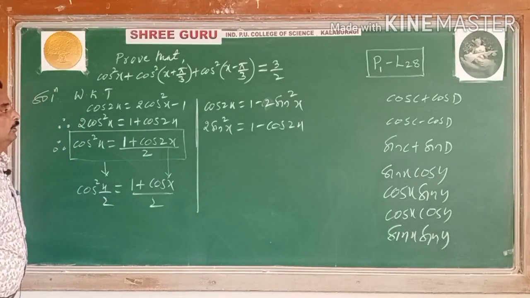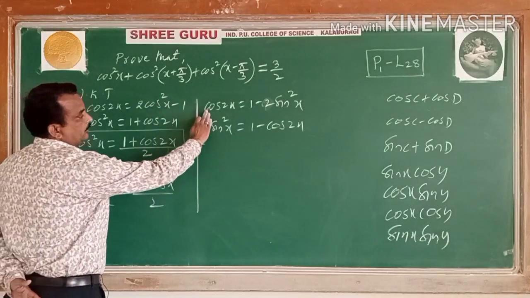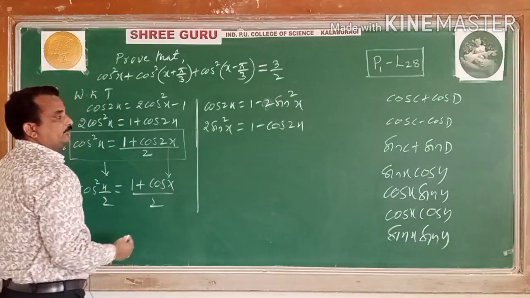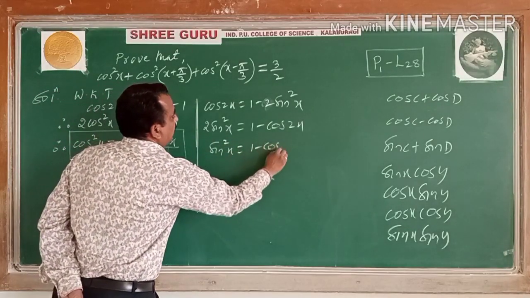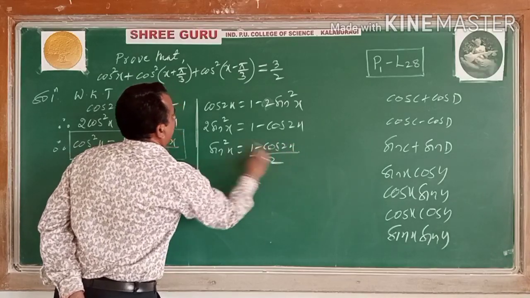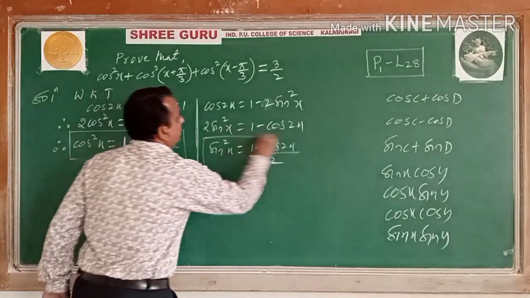These 2 sin square x equal to minus, taking this side it becomes plus, 2 sin square x, cos 2x, taking this side it becomes minus cos 2x. Therefore sin square x equal to 1 minus cos 2x by 2. Very, very important these formulas.